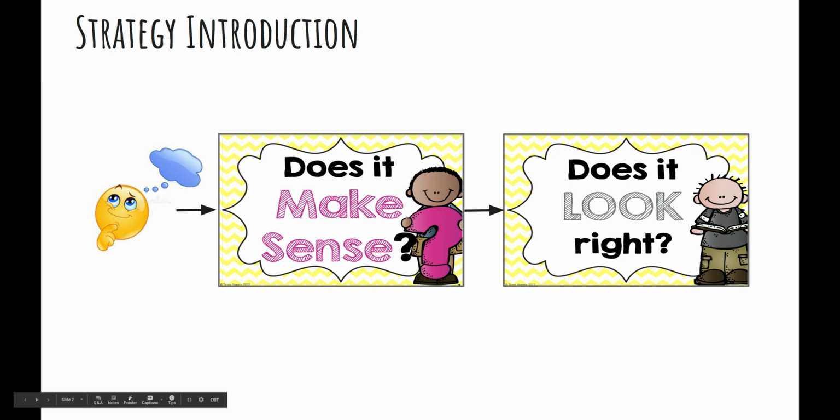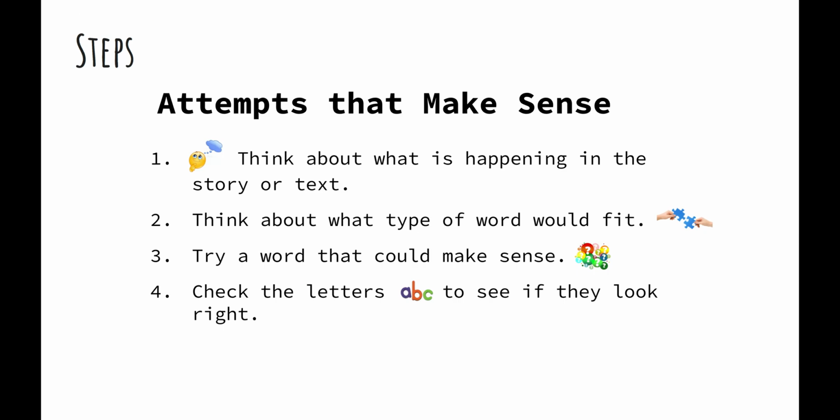So here are some steps that you can take when you're trying to solve a word. First, think about what's happening in the story or text. Then, think about what type of word would fit in that spot. Is it going to be a noun or a thing? Is it going to be a verb or an action? What type of word would fit in the spot in the sentence? Then try a word that could make sense, and then check the letters to see if they look right. And if they don't, try another word that could make sense and check the letters of that word.